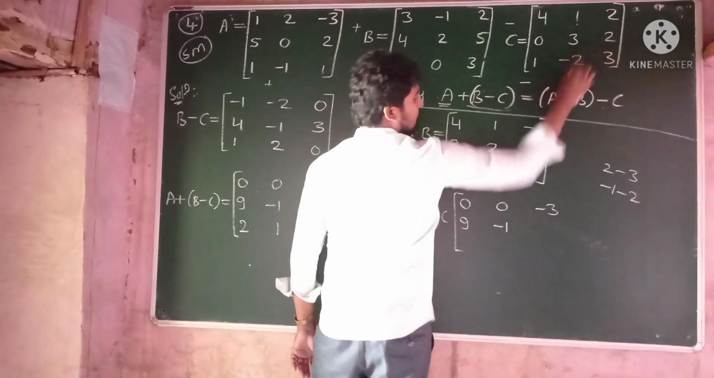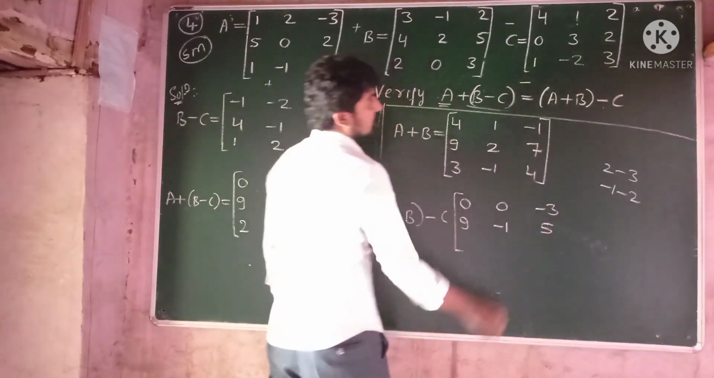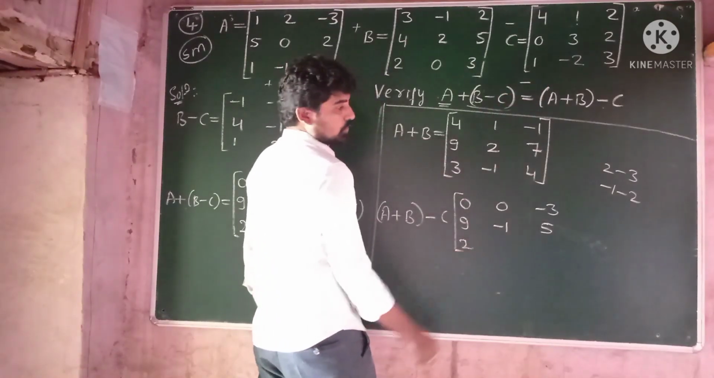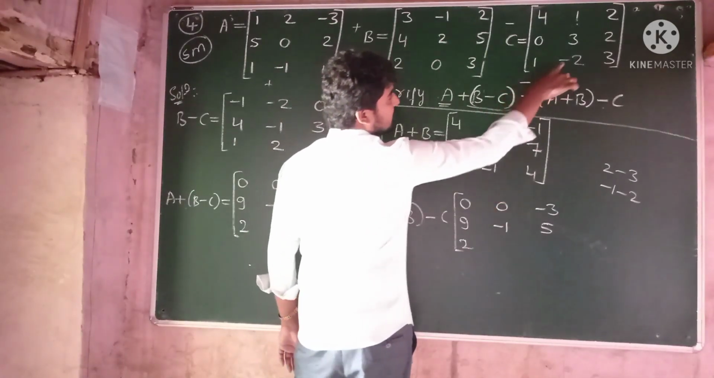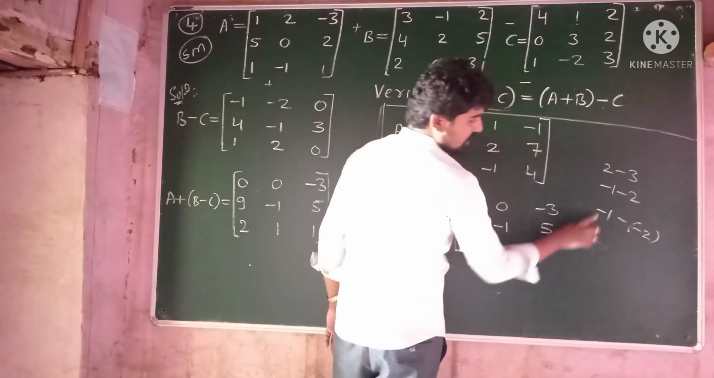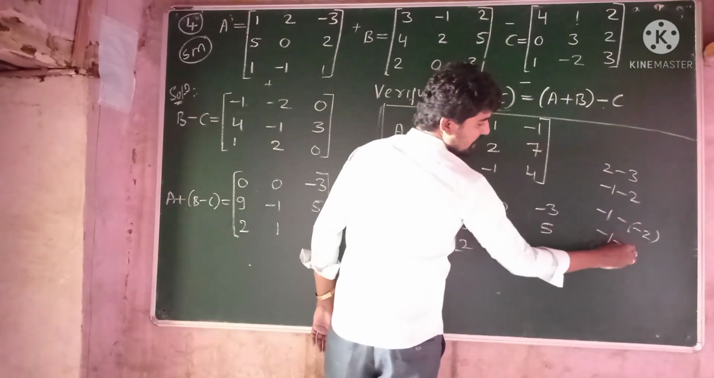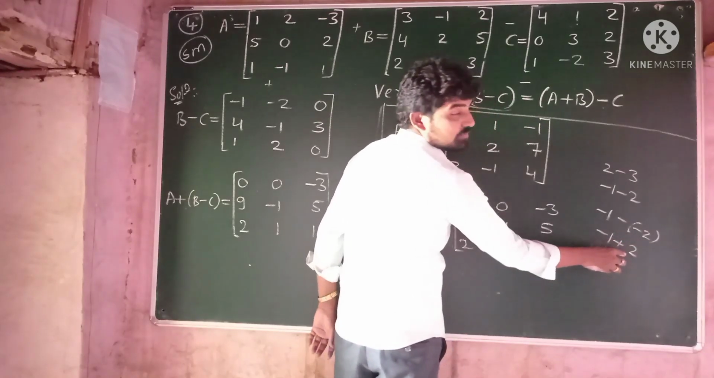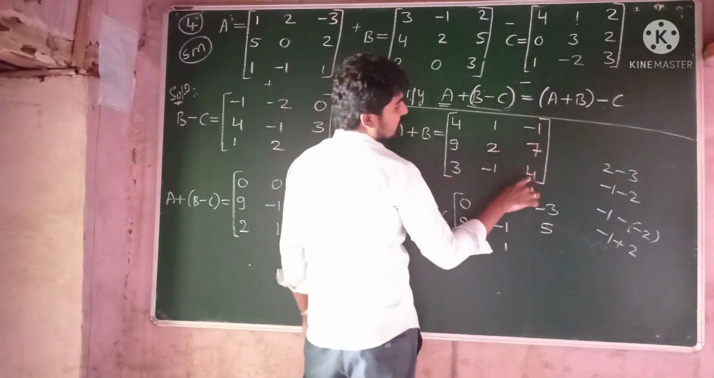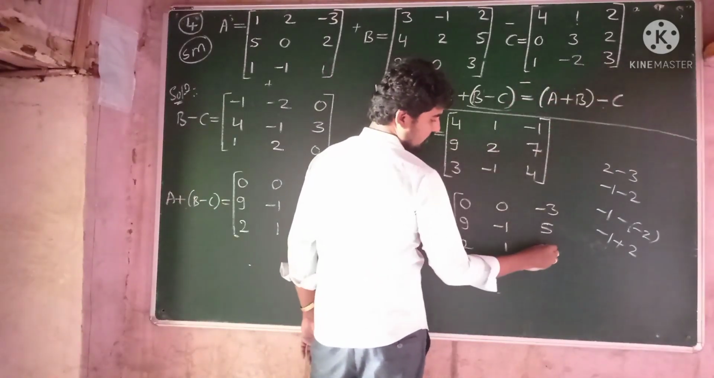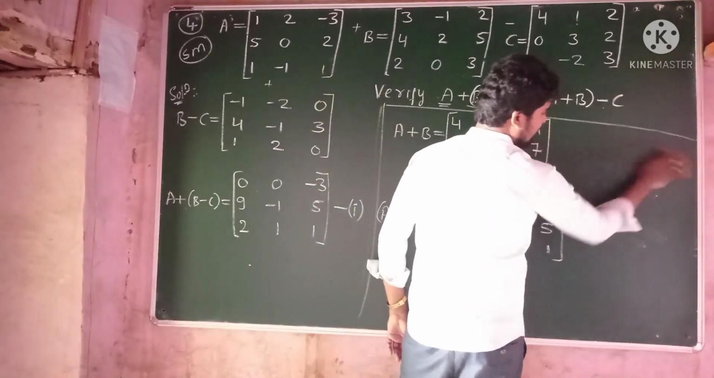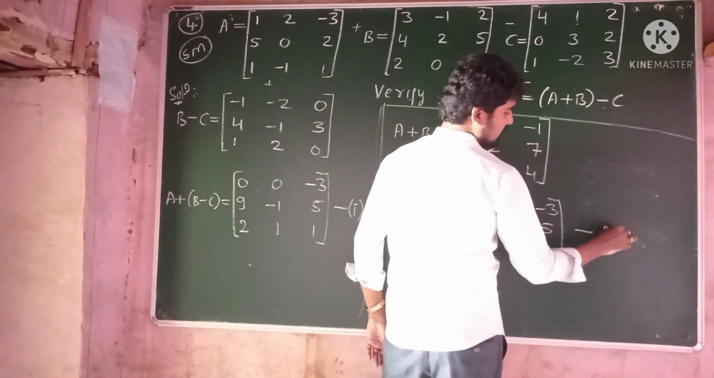7 minus 2 is 5. 3 minus 1 is 2. Minus 1 minus into minus 2, minus into minus is plus 2. So minus 1 plus 2 means 2 minus 1 is 1. And then 4 minus 3 is 1. And call it equation number 2.